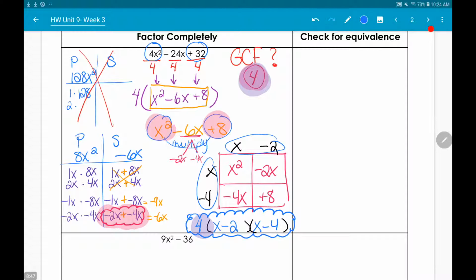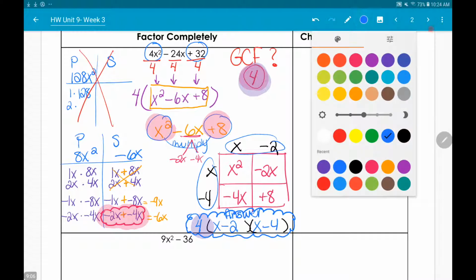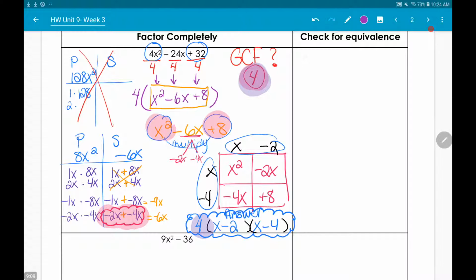All right, so that is my answer. Let's label that. Answer. Some of us are getting confused on what the answer is versus what the check is. So my answer is that factored form. It's all split up. How do I check? I'm going to revert back to checking for equivalence by substituting, just so we can see the difference. So here's my original. I'm going to go ahead and substitute for 1. And I'm just going to go ahead and multiply that out.